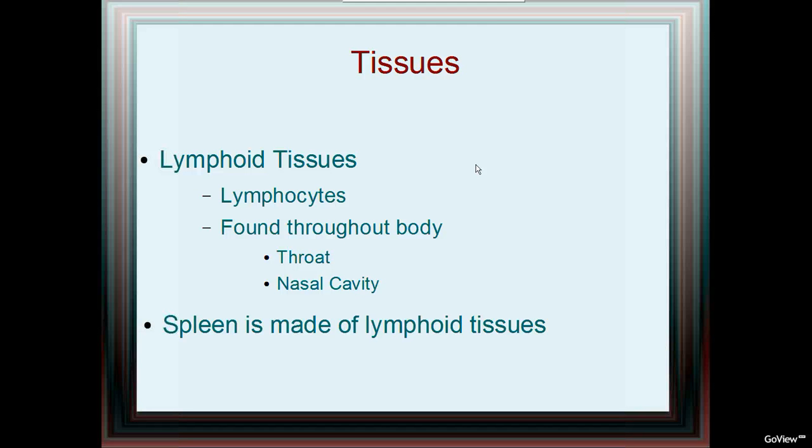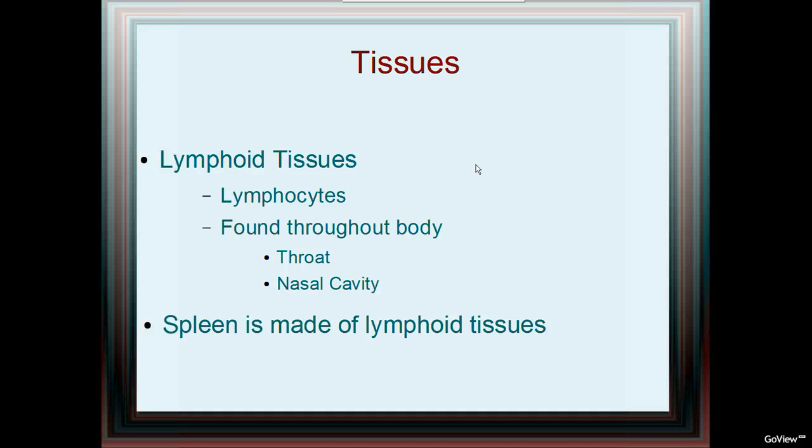Now we're going to move on to the second component of the immune system, and these are the tissues. The main type of tissue found within the immune system is lymphoid tissues. They're composed of lymphocytes, and they're found throughout the body, mainly in areas where, kind of like the phagocytes are, they're found in areas that foreign substances can find their way in a lot easier, like the throat, nasal cavity.